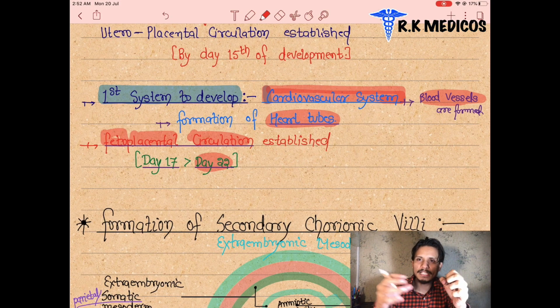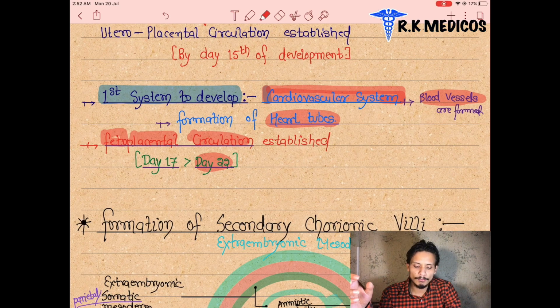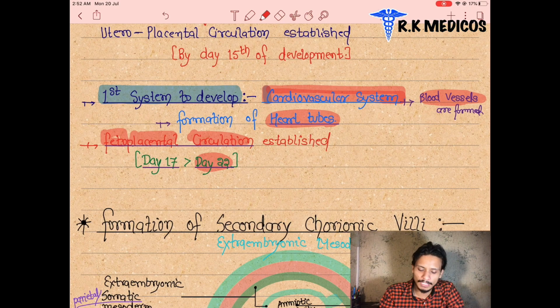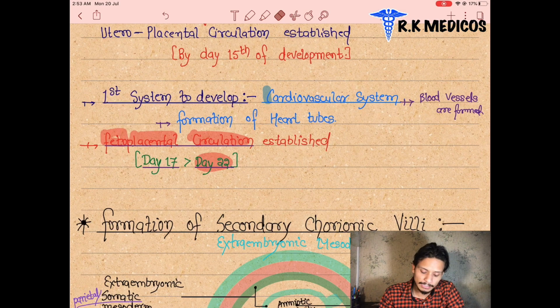The feto-placental circulation is between the placenta and the fetus: the blood is taken from the fetus's heart and transferred between the mother and child through it. Basically this feto-placental circulation is established on day 22, and in some books it is also written as 17 days, so for now memorize 22nd day. These are the first organ systems developed in the embryo in the second week of development, or in some books, 17 days.